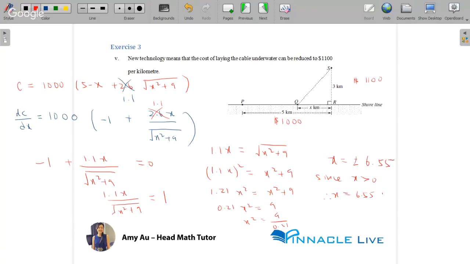In any case, 6.55 does not make sense. Can you figure out why? So the answer is here. X is talking about that distance there. If that is 6.55, it's even longer. So it's like here, right? To minimize the cost, it's gone outside the acceptable domain for this particular question. And that's a very clear hint that the answer is not going to be at that point. So let's note that down.